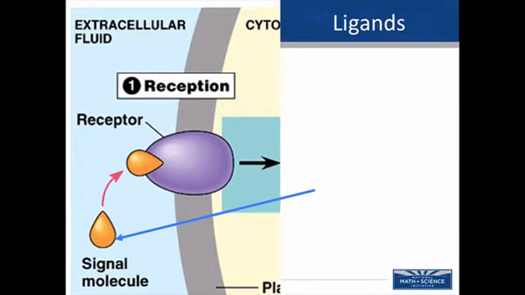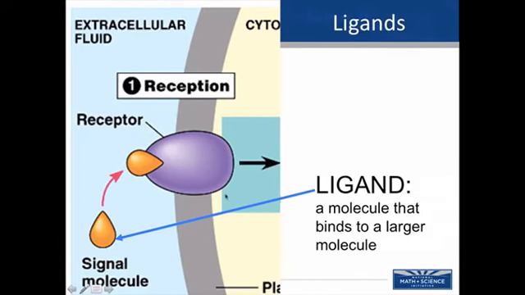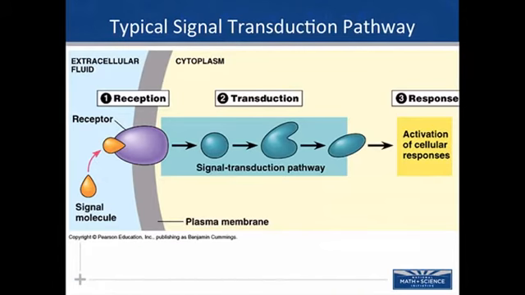So when we begin to look at this signal transduction pathway, we'll see that the ligand, or the signal molecule in this case, is just a molecule that's going to bind to a larger molecule. So our signal molecule or ligand is going to bind to a receptor and start the process of the signal transduction pathway. Now the word transduce simply means to convert. So a signal transduction pathway converts the original signal molecule into a cellular response.